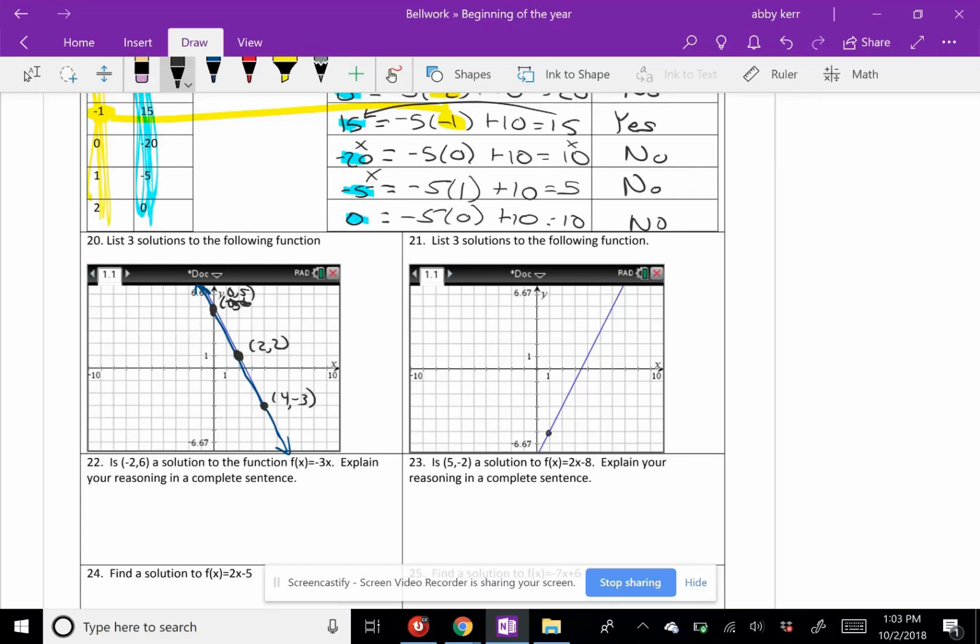And then you do the same thing for this graph. So this is 1, negative 5. This is 2, negative 3. And then this is 3, negative 1. Those are all solutions.